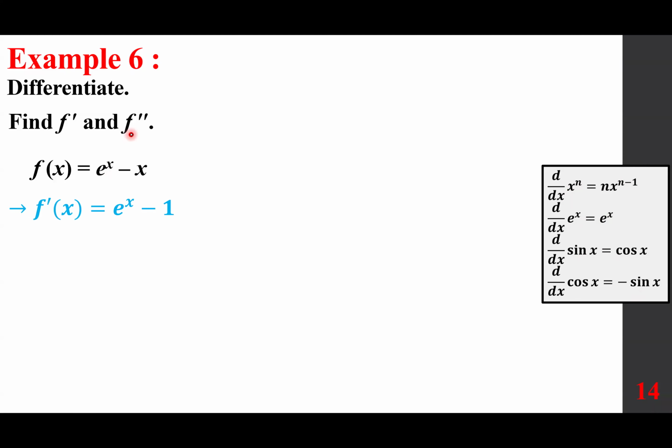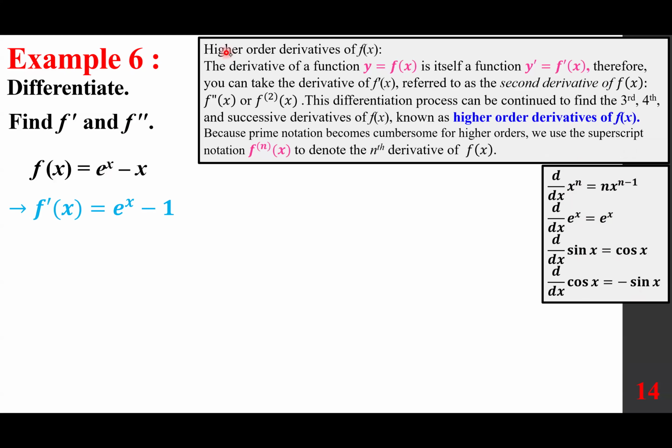And what is f double prime? Higher derivatives of f of x. The derivative of a function y equals f of x is itself a function y prime equals f prime of x. Therefore, you can take the derivative of f prime of x, referred to as the second derivative of f of x, f double prime or f superscript 2 of x.